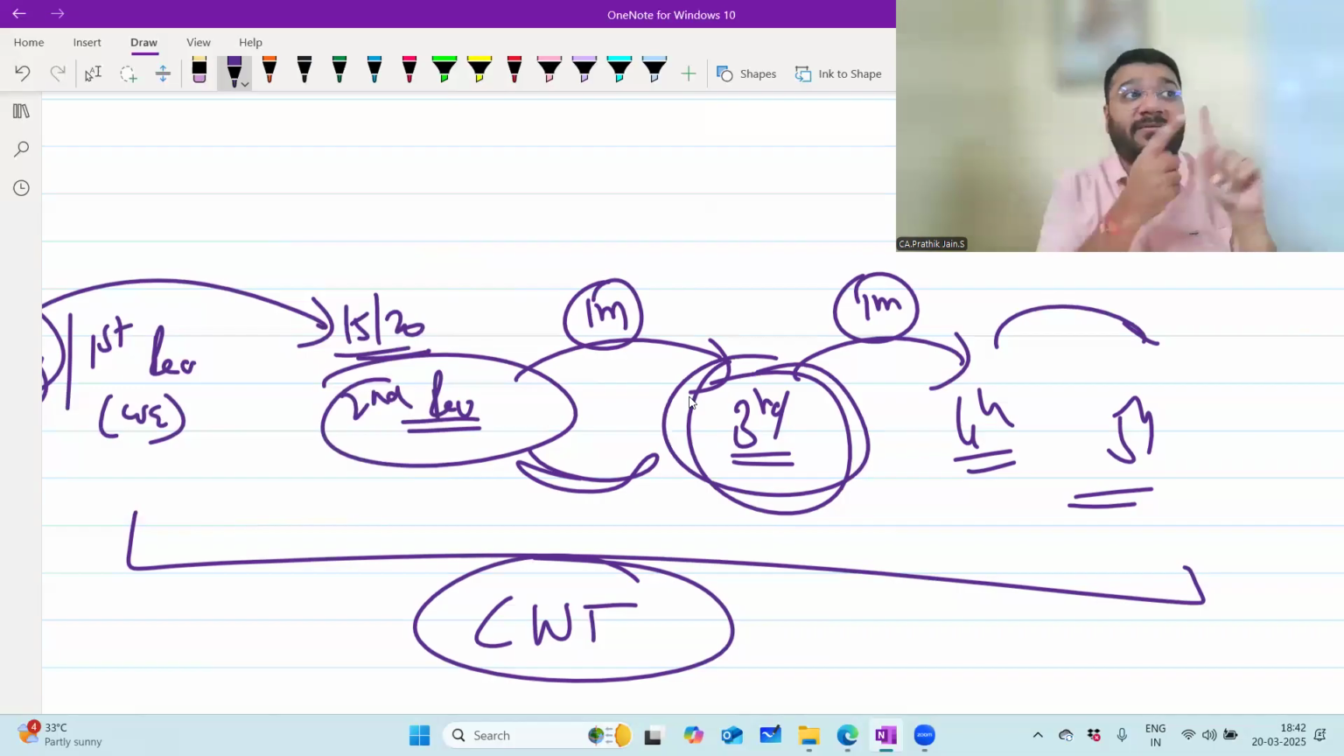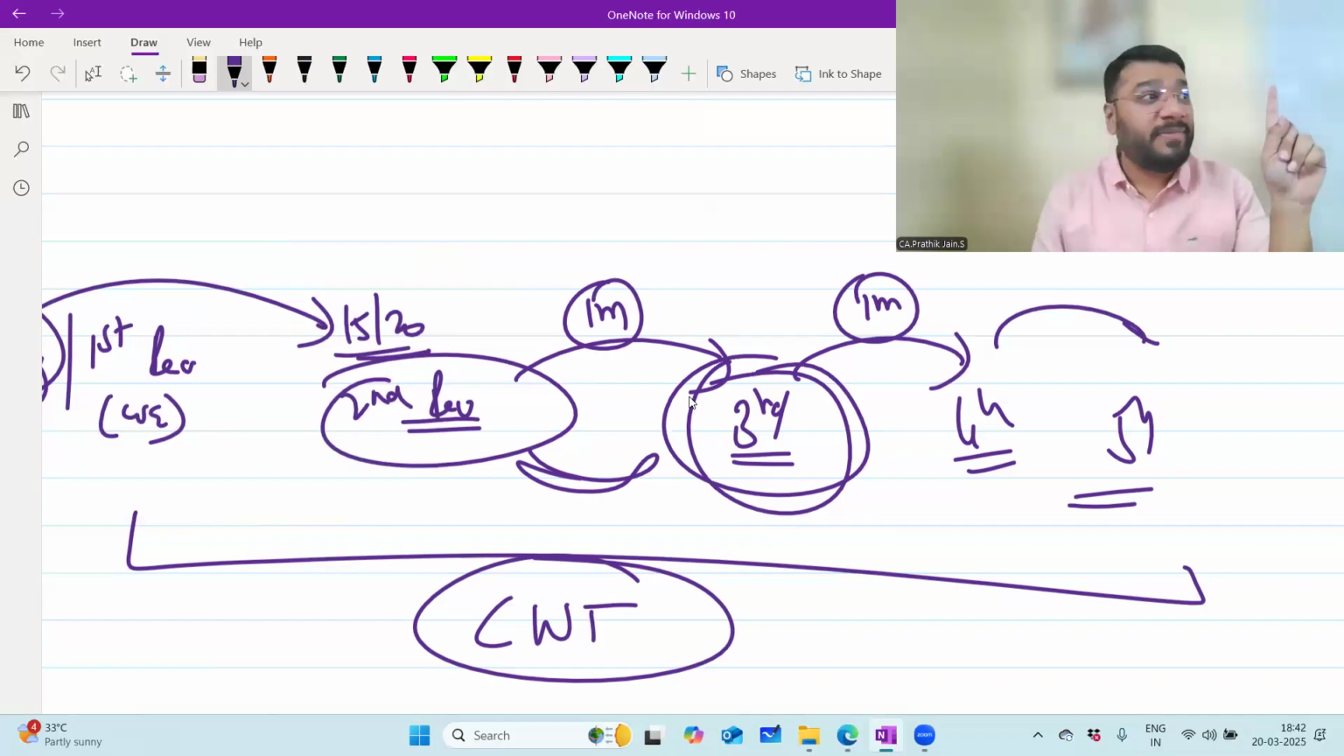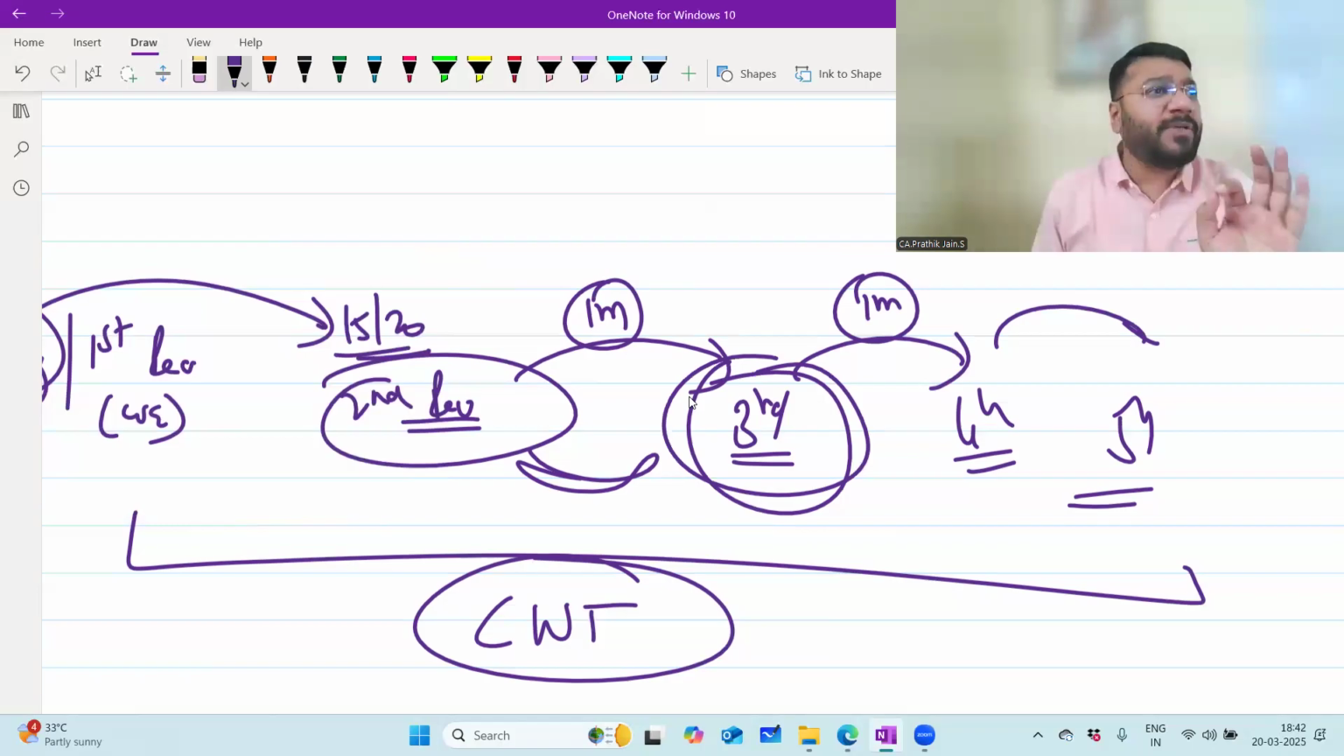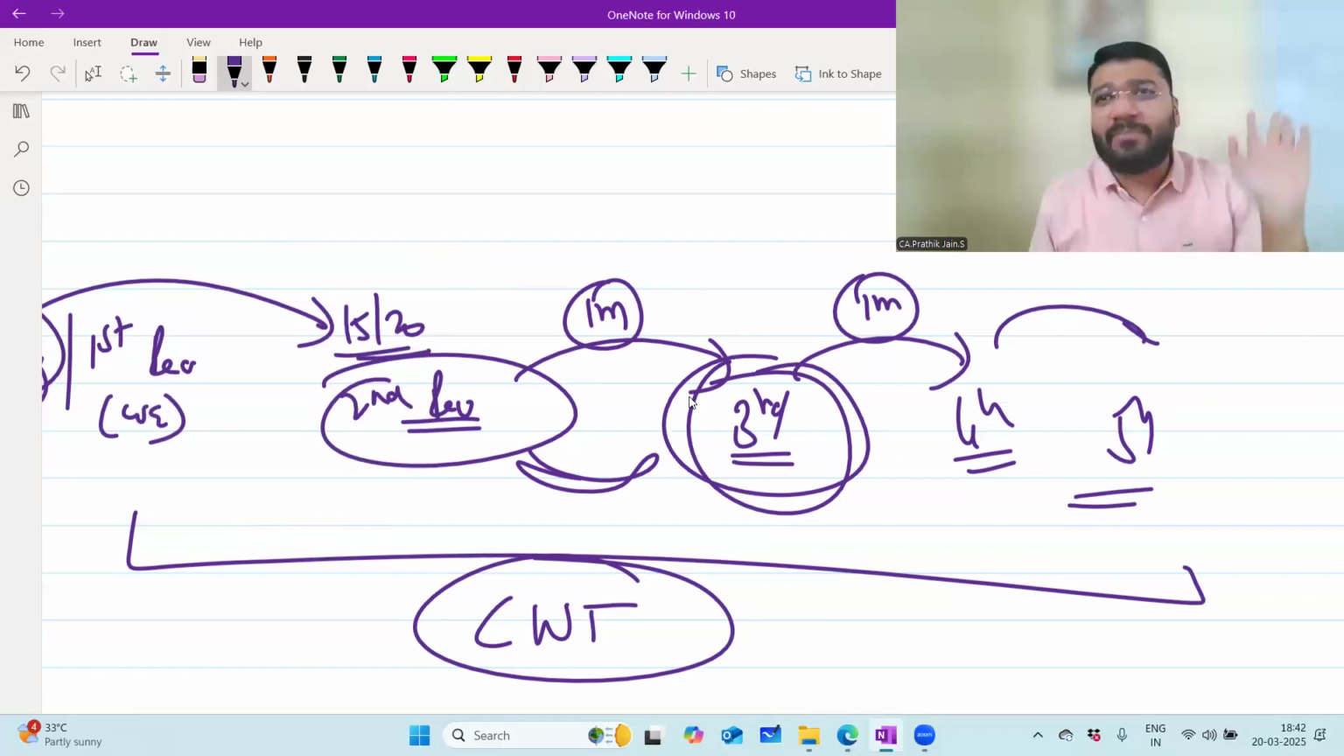First aim is getting 100. If the paper is too tough, at least we have to get exemption. What is exemption? 60 and above is exemption. I don't want any student in any subject to fall below 60. I'm very clear on that part.